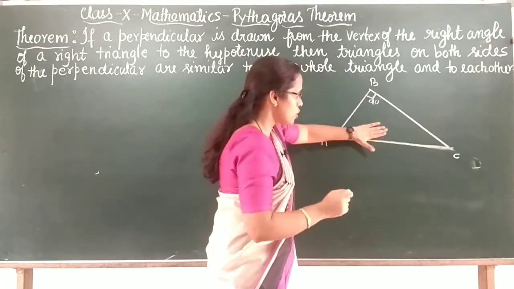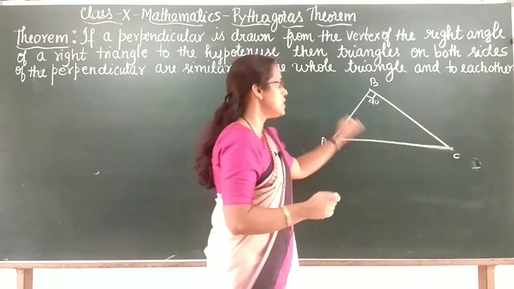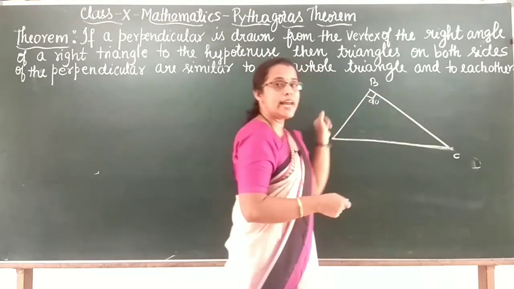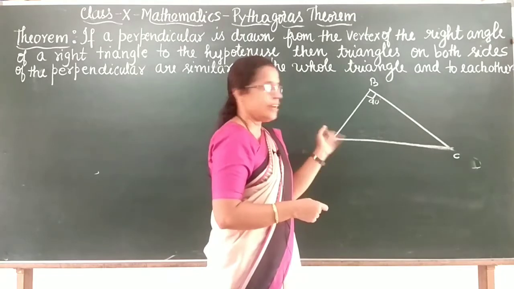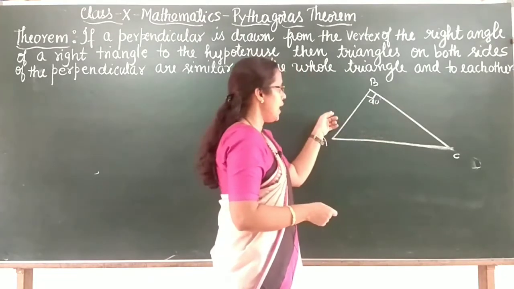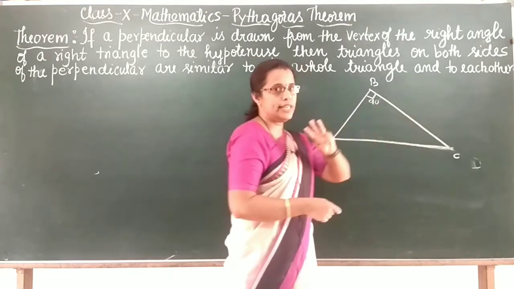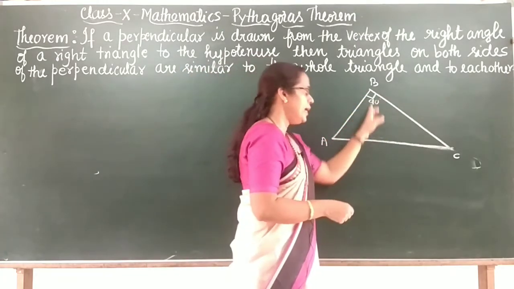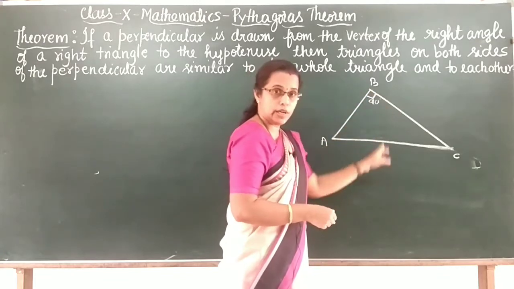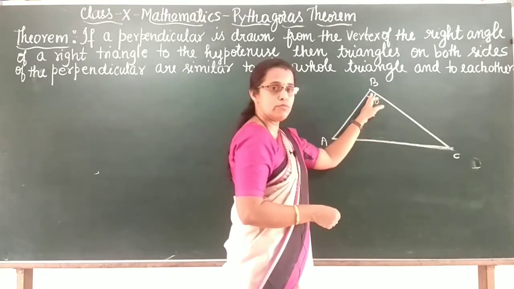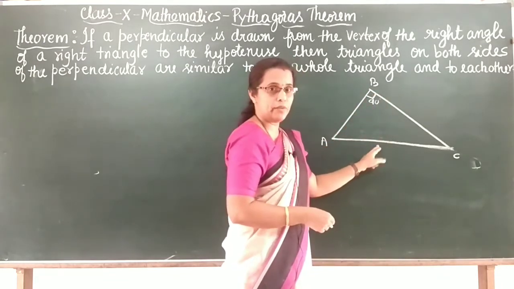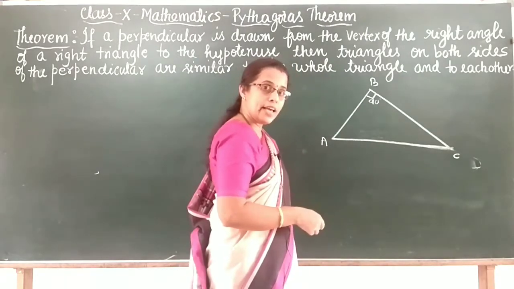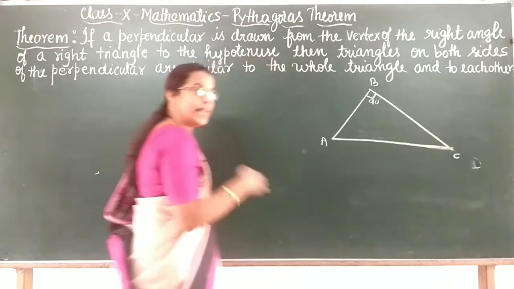So this side is called the hypotenuse. This is called the base, and this is called the perpendicular. So the three sides of a right angle triangle are hypotenuse, base and perpendicular, right children? Now you have to draw one perpendicular from the right angle vertex to the opposite side, which is the hypotenuse. Let us draw one perpendicular for that.